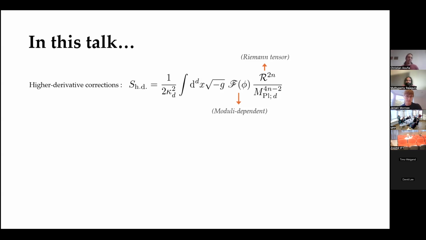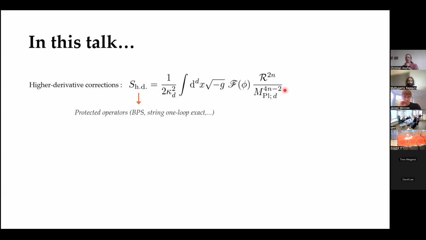So without further ado, let me introduce you to the protagonists of today's talk, which will be higher derivative corrections. The structure of the corrections that we will look at is, as you see on screen, where f is a moduli-dependent Wilson coefficient, and the operators that we will look at are contractions of Riemann tensors. So we will really focus on the gravitational sector of the EFT.